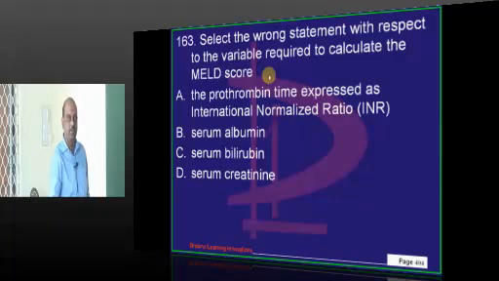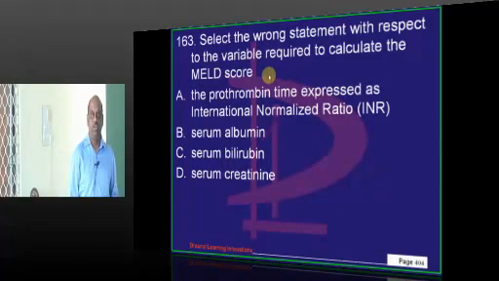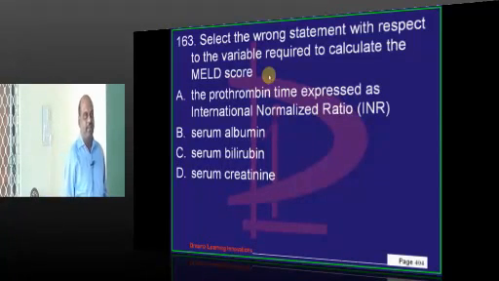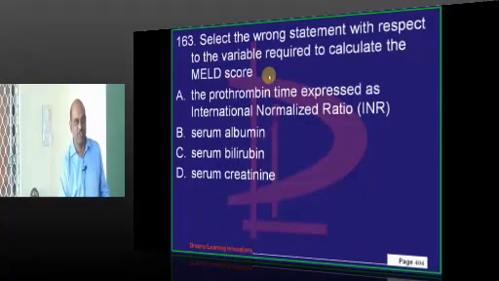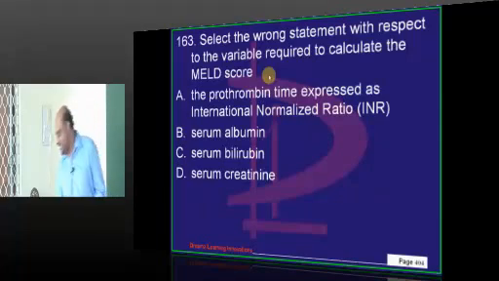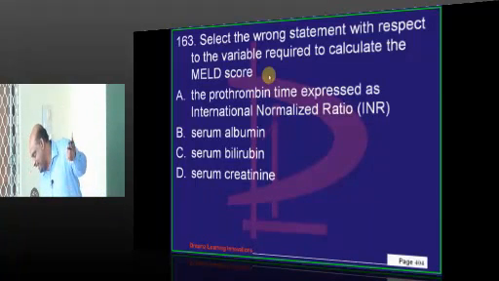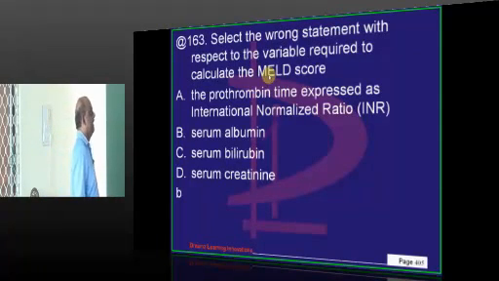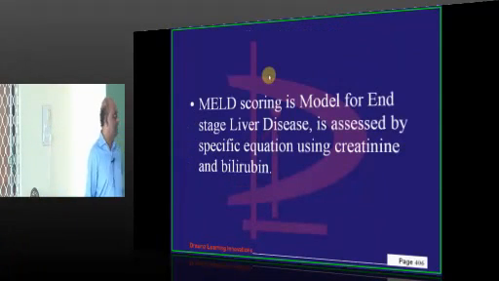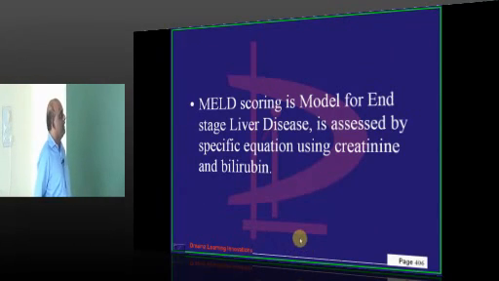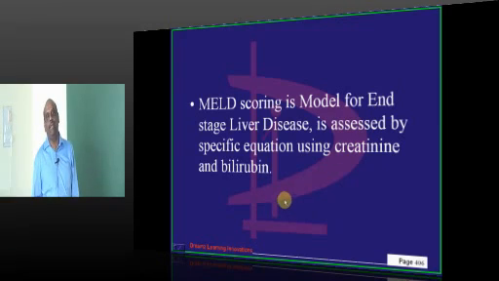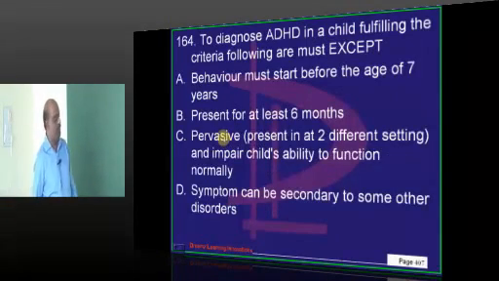Okay, so what is your answer? Albumin, because it is there in the Child-Pugh classification, it should not be here in this. 163. Tirupati thought it as D. Clean bold. It is albumin. Typically, creatinine and bilirubin are taken into consideration while including the model for end stage liver disease. MELD scoring is what needs to be remembered.